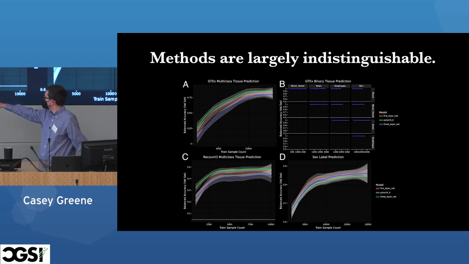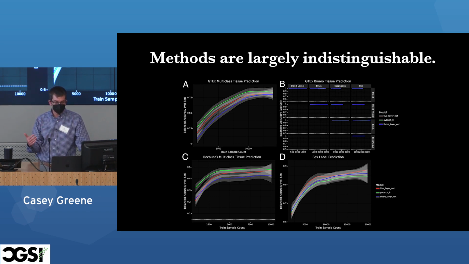So the x-axis here is as you increase the number of training samples. It was really surprising to us that the curves looked so consistent. We did things like pre-training neural networks. That didn't really seem to make much of a difference. It makes a little bit of a difference, but it doesn't change the relative ordering of methods.